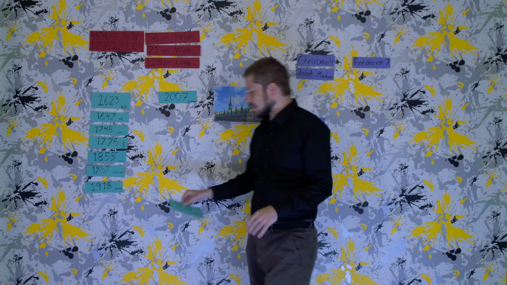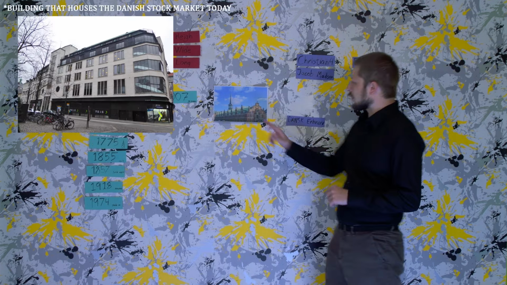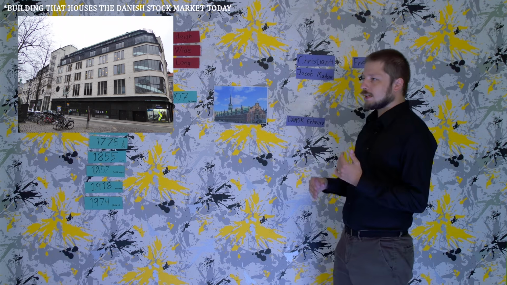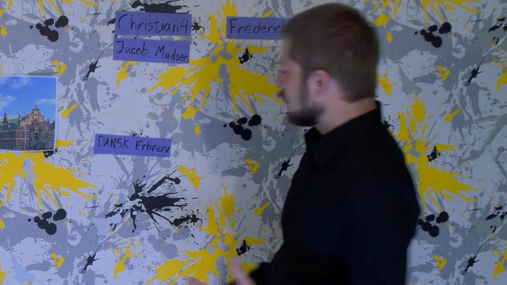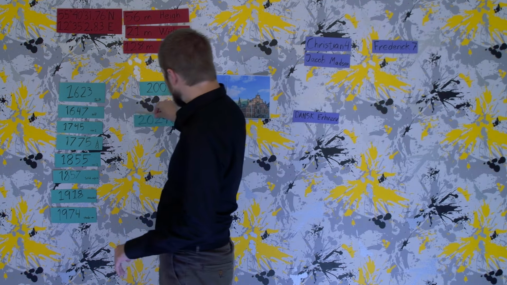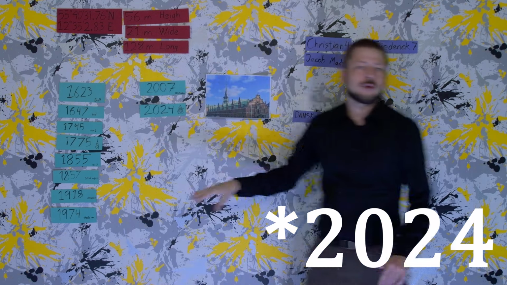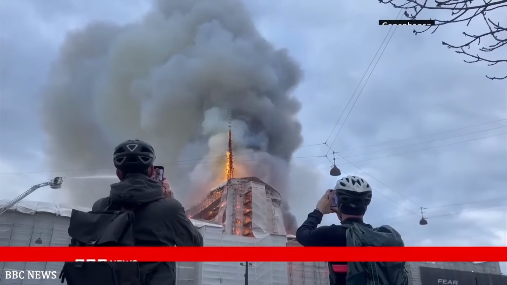Now as we continue the timeline, 1974 is where the stock exchange officially moved out of the building. Now this doesn't mean the building turned into a museum or anything else. It was still owned by what is now called Danish Erhverv. And that is basically what brings us today to the year of 2014, where the building burned down.